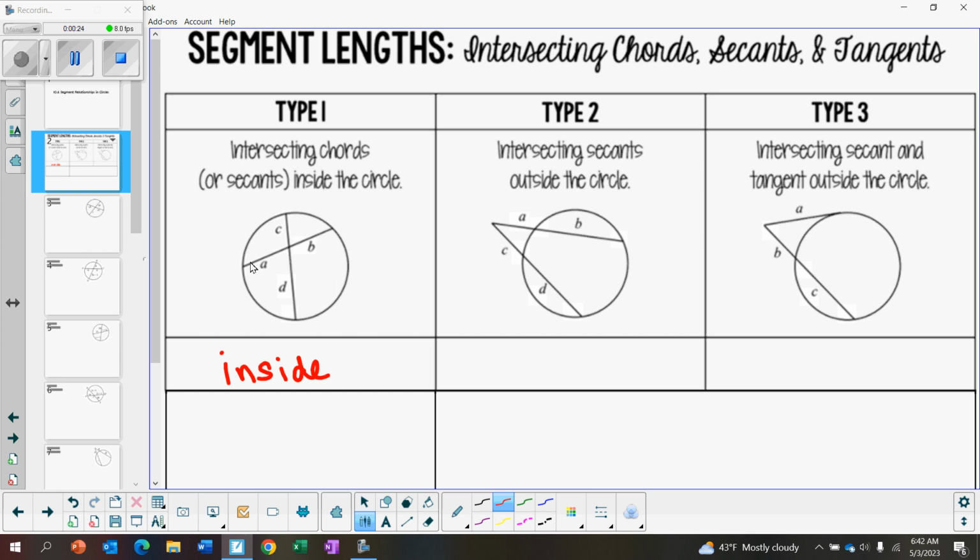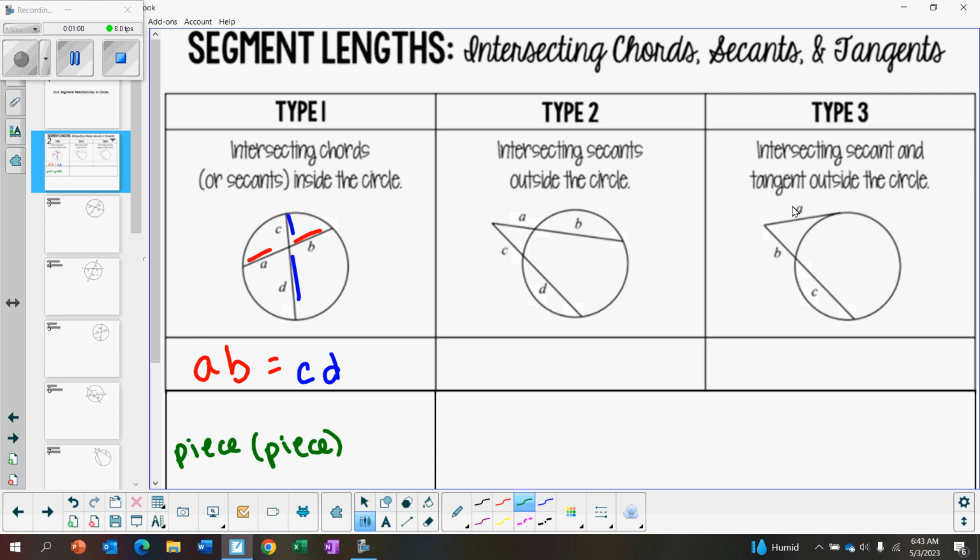So what I'm going to do is take the two pieces of one chord and multiply them. I'm going to get rid of this word inside here and put what I'm actually doing. A times B equals the other two pieces multiplied, C times D. So the formula for this is really piece times piece equals piece times piece. The two parts of one multiplied equal the two parts of the other multiplied.